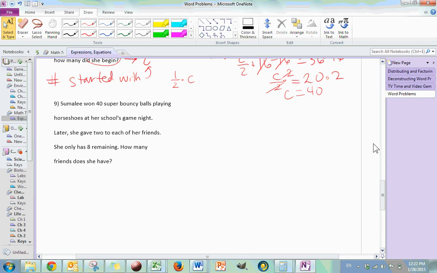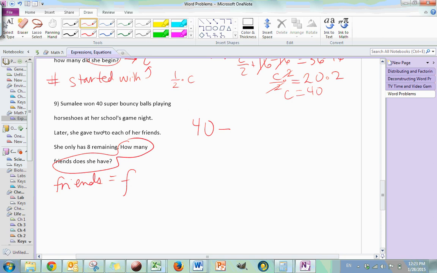So let's let f be our variable, because how many friends does she have? So friends equals f. Okay, so she started off with 40 bouncy balls, and then she gave 2 to each of her friends. So is her amount getting larger or smaller? It's going to get smaller. So we're subtracting.